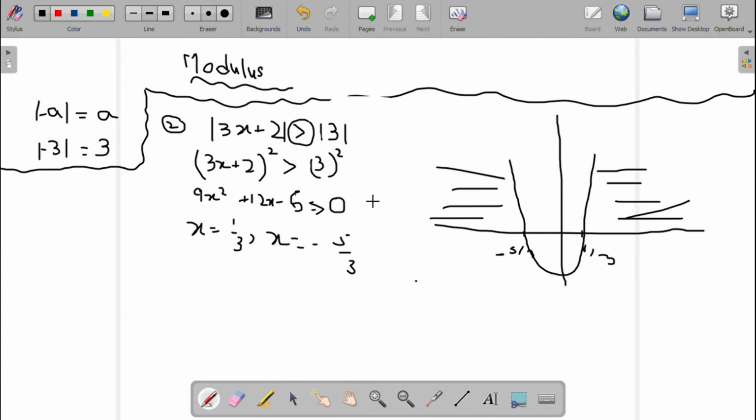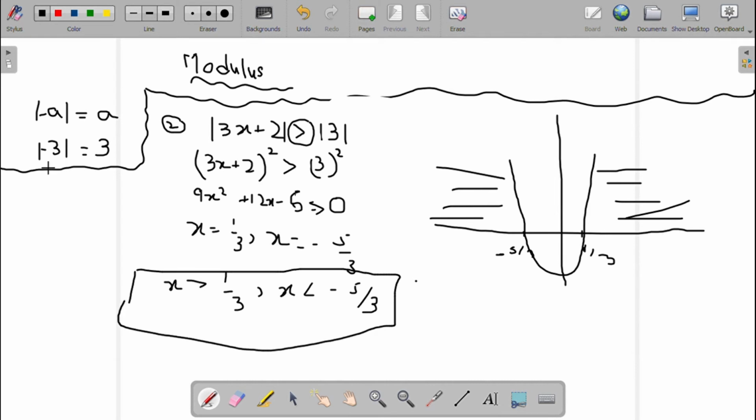In this case, when it is greater than 0, how will you write your final answer? X will be greater than 1 upon 3, because it is on the right side, comma, and on the left side, x will be less than negative 5 by 3. So this is your final answer to this equation. Let's suppose we have a less than sign here; let's solve some other example now.